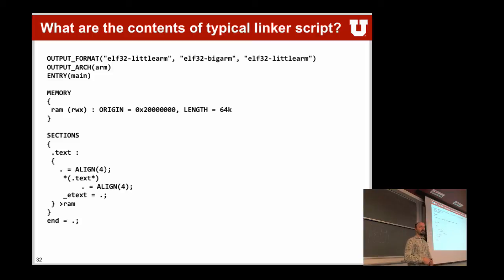Now, down here in the sections table, you can tell where you want to put each section of your code. In this case, we want the .text section. We want it aligned to a 4-byte boundary, so this is one word. It has to be word aligned. It then selects all the different text sections that we have, sets a label at the end of where text stops, and puts this into the RAM memory location. As I said, this is an extremely simple one.